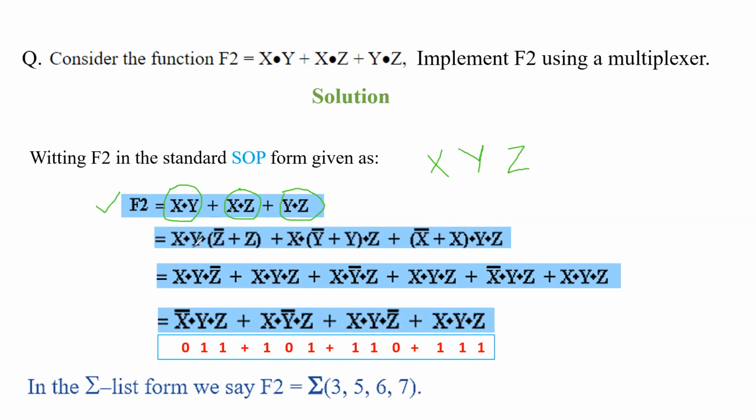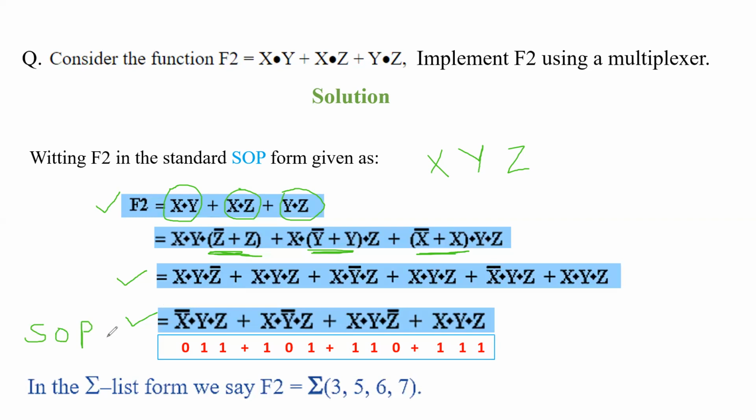So for example, here in the first part z was missing, so we have multiplied it with z plus z complement, and in the second part we have multiplied it with y plus y complement, and in the third part x plus x complement. And after applying the distribution, we will get this expression here. Now all the terms contain all the three variables x, y, and z in complemented and non-complemented form. After further simplification, we will achieve the final form of sum of product as this expression.